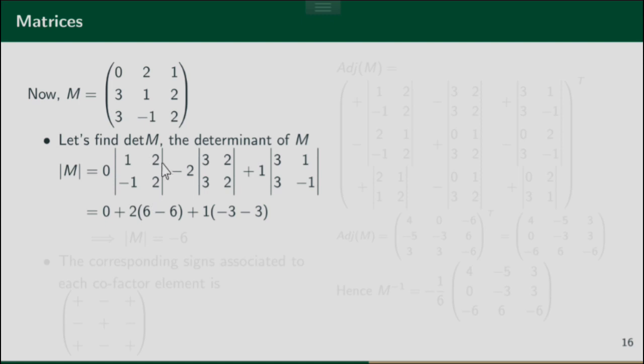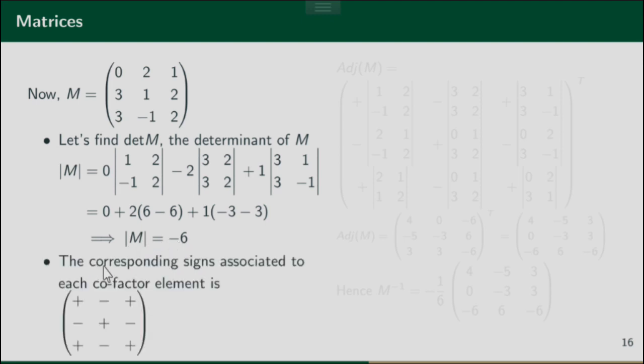So of course the first term will vanish because 0 multiplied by anything gives 0. So I have negative 2, here is negative. Then 3 times 2 gives 6, minus 2 times 3, which is 6. And 6 minus 6 is 0. Plus 3 times negative 1 is negative 3, minus 1 times 3, which is 3. And so the determinant of the matrix M is equal to negative 6.